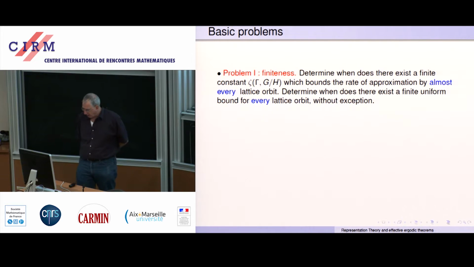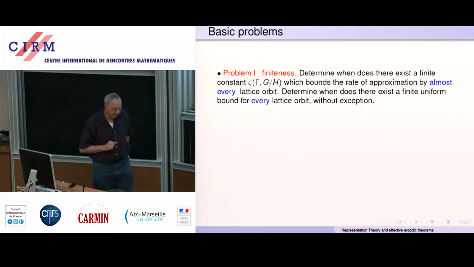And so this brings us to the following problems. The first problem is finiteness. We would like to have a finite constant zeta, which depends only on gamma and the homogeneous space G mod H, which bounds the rate of approximation by almost every lattice orbit. And we can even more ambitiously ask whether we will have such a finite uniform bound for every single lattice orbit without exception.